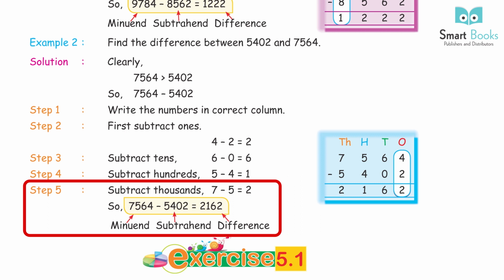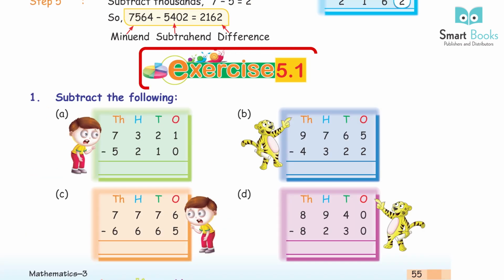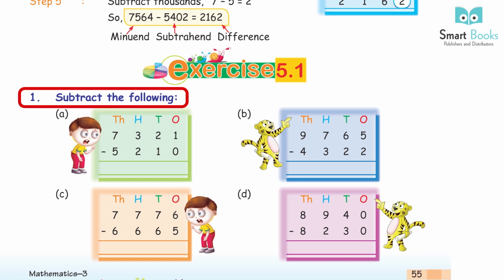So, 7,564 minus 5,402 is equal to 2,162. Exercise 5.1. 1. Subtract the following.